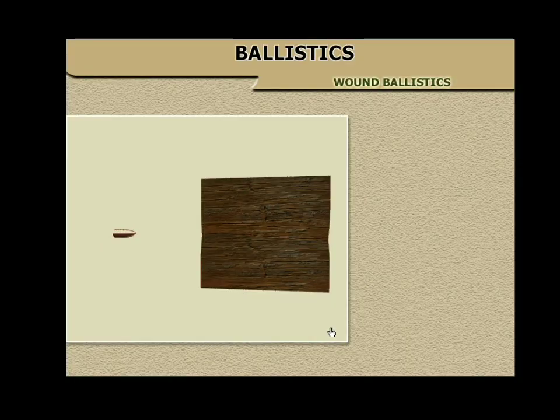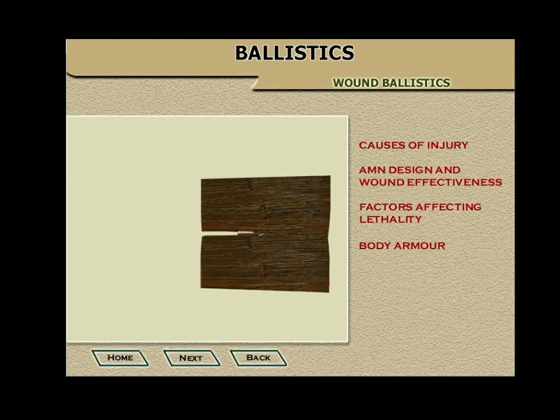Wound ballistics. A wound results from the absorption of energy imparted by a projectile when it strikes and penetrates tissue. These effects depend on the size, shape, composition, and above all, the velocity and stability of the bullet. The study of wound ballistics can be divided into the study of the causes of injury, ammunition design and wound effectiveness, the factors affecting lethality, and the study of body armor.